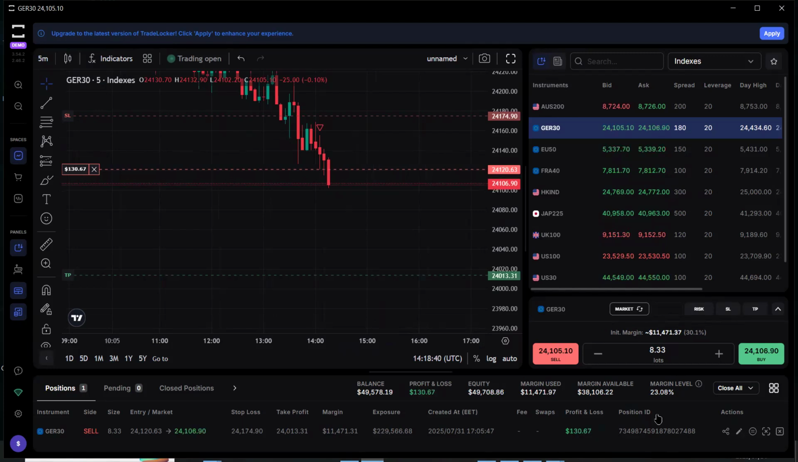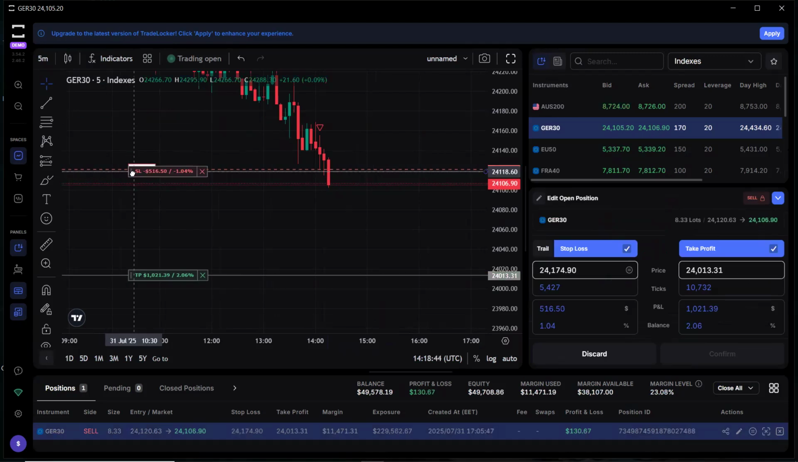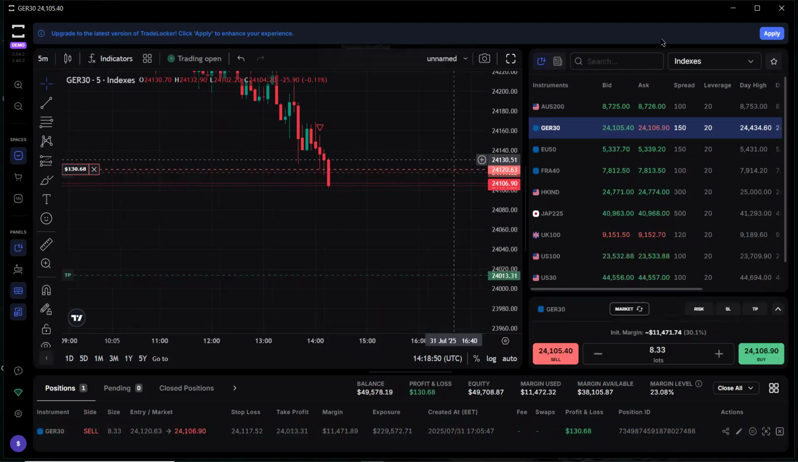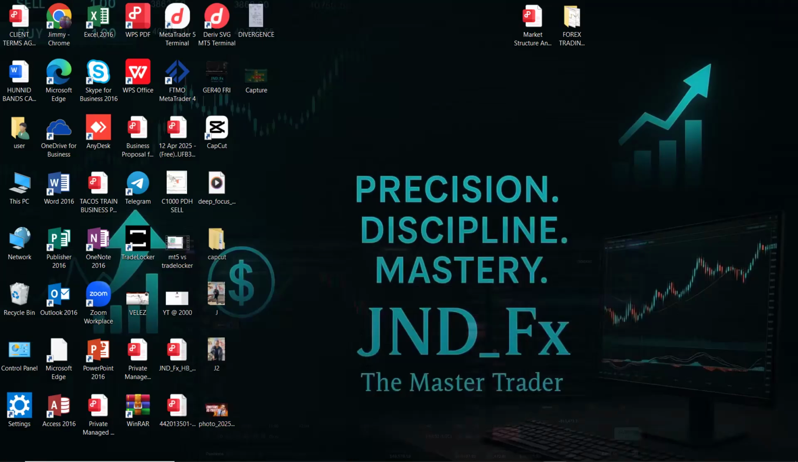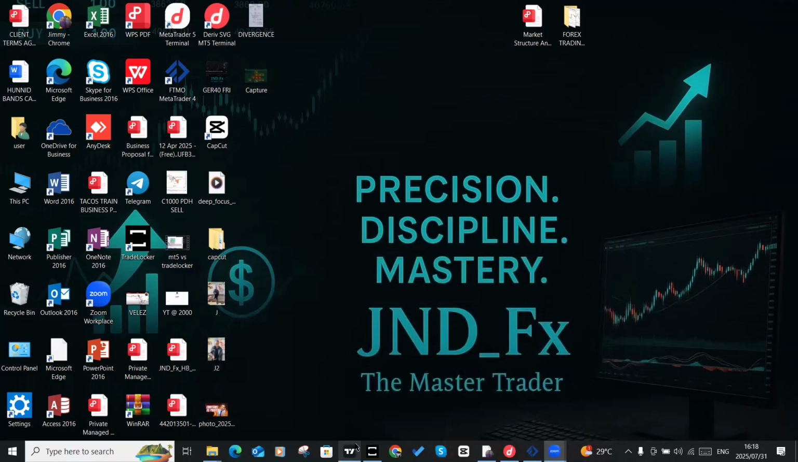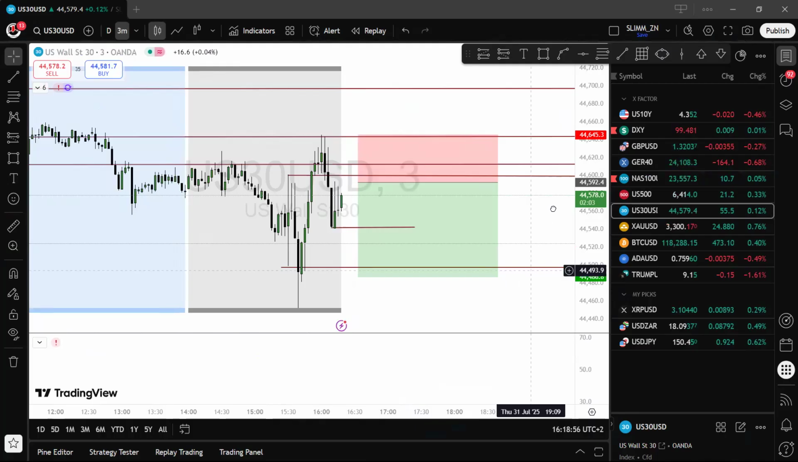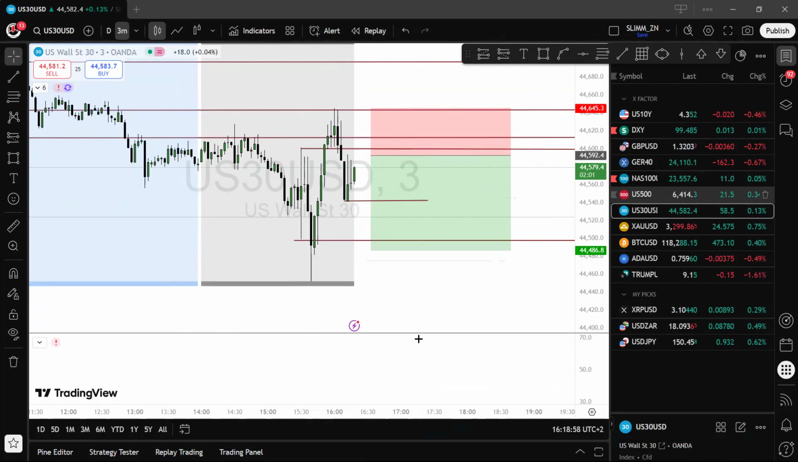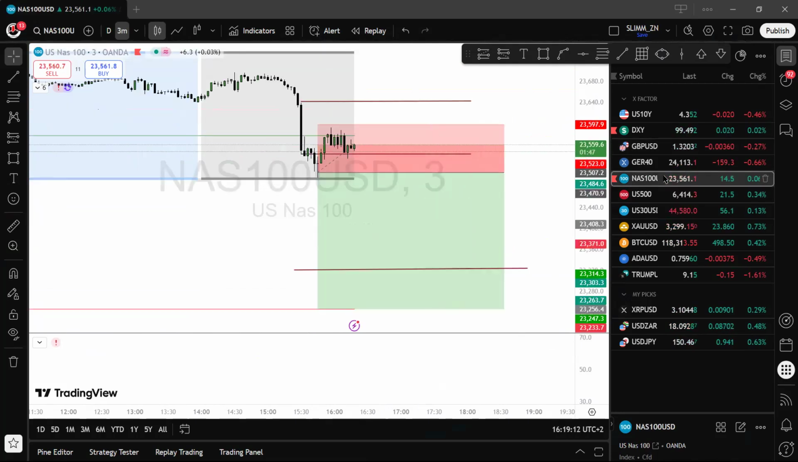Right, so German 40 would just prefer walking away with the break even here. For now, I'm stalking US30. Nasdaq.